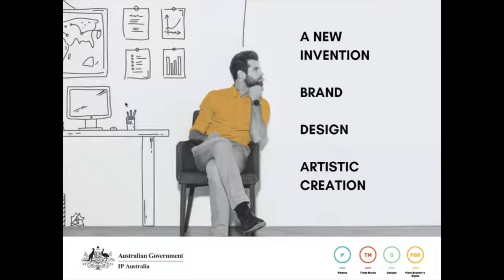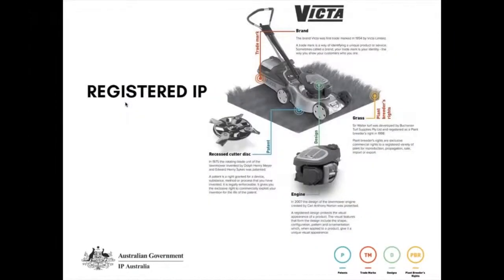Okay. So just to demonstrate some of the intellectual property types that we deal with here at IP Australia, as Casey mentioned before, we administer the registered intellectual property system. So for all of these different types of intellectual property, patents, trademarks, designs, and plant breeders' rights, you have to apply to IP Australia before you're actually granted that right and can start enforcing it. This on the slide is a Victa lawnmower, and it's actually got all of these types wrapped up into this one product.